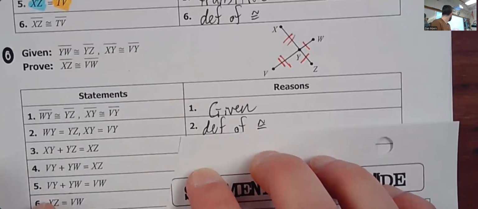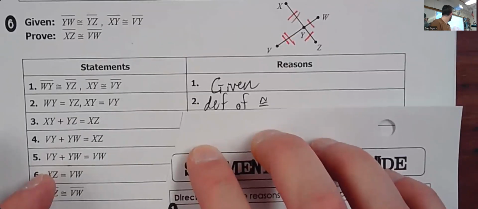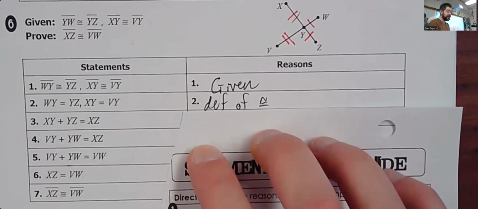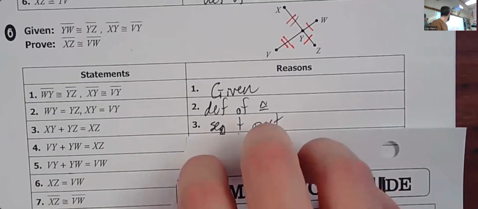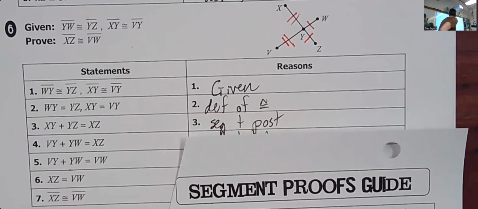What do we think the next one is going to be? I agree. It is the segment addition postulate, because if you look at the diagram, these two exact segments on the diagram add up to the whole thing. So if you look over here, XY is here, plus YZ here is equal to XZ, which is the whole thing. That's got to be the segment addition postulate. How about number 4? Same thing. Also segment addition postulate. It's just the other segment.